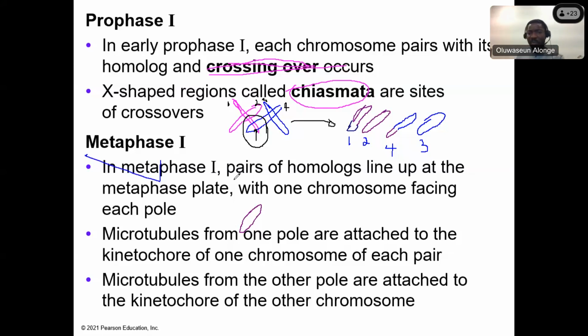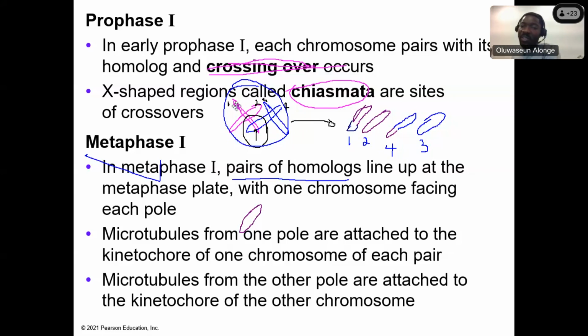In metaphase 1, the pair of homologous, now we are not saying pair of chromosomes, we are saying pair of homologous, because it's a pair of these. At metaphase 1, they didn't separate yet. They are going to separate at anaphase. You remember that. In metaphase 1, what has happened in prophase is that the chromosomes have become coupled together, they joined together. They still remain joined together.